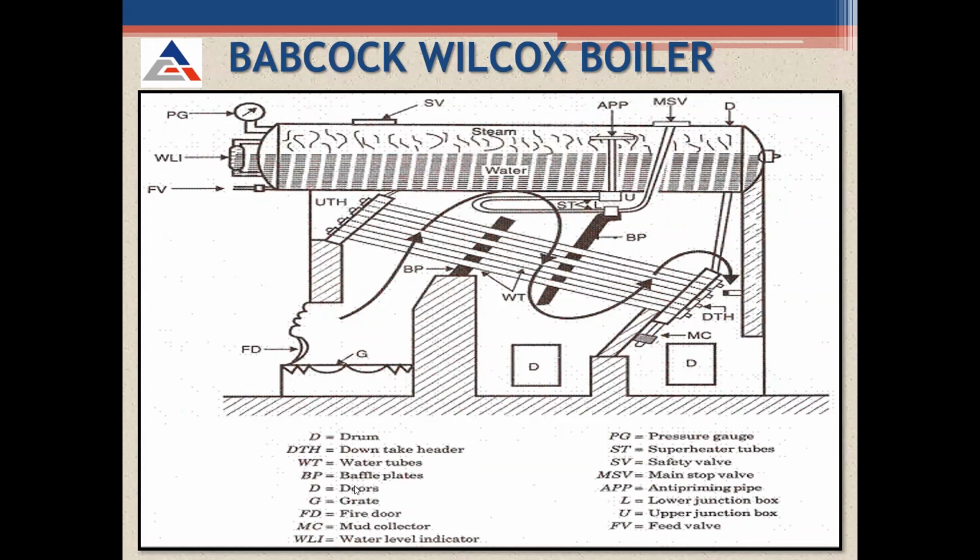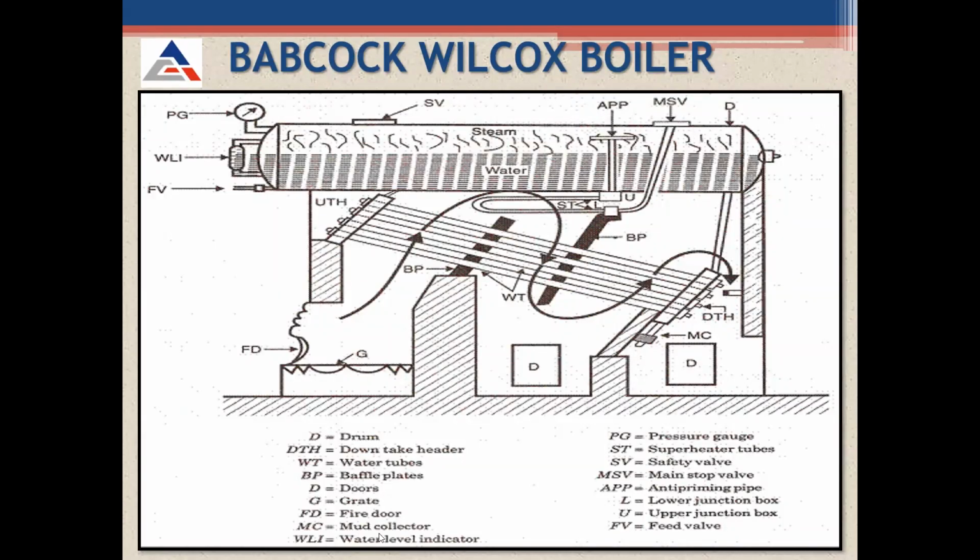Then baffle plates are there. These are the baffle plates. Actually, these are the obstructions. Then doors are there. These are the doors for inspection and maintenance purposes. Then the grate is there, for placing the fuel. Here FD is the fire door. It has the same function as in the Cochran boiler.